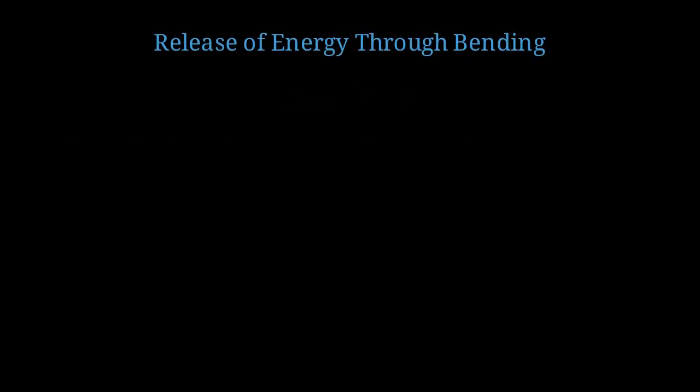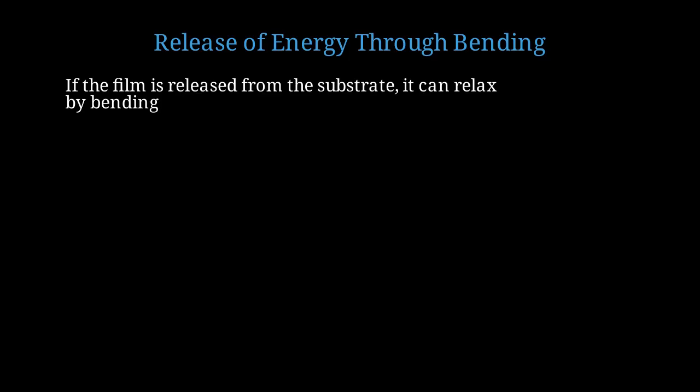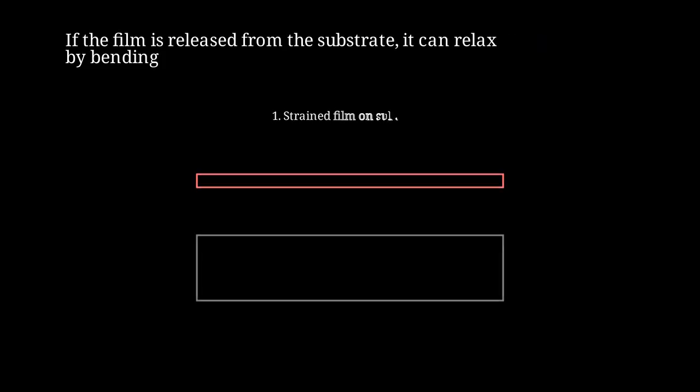How does this stored energy get released? If you selectively etch away the substrate and release the strained nanomembrane, it can relax the stored stress by bending. This is energetically favorable. Step 1. We have a strained film sitting on a substrate. The substrate constrains the film and prevents it from relaxing.